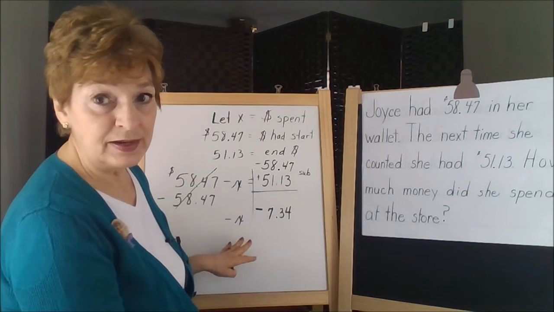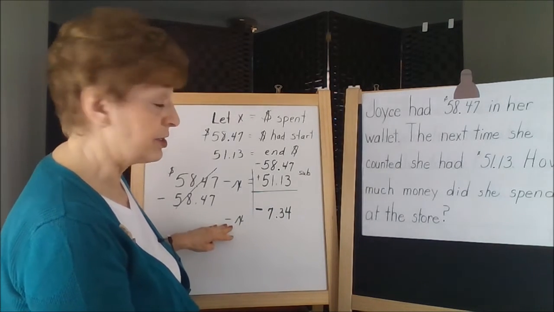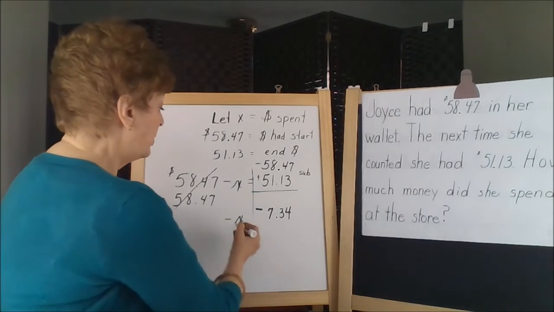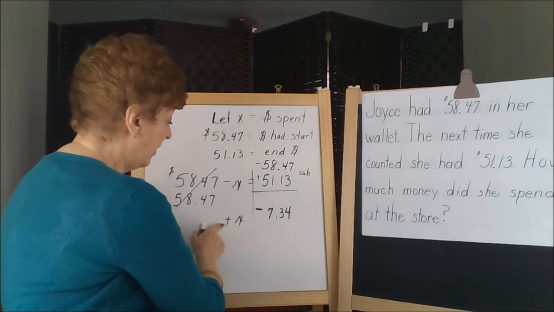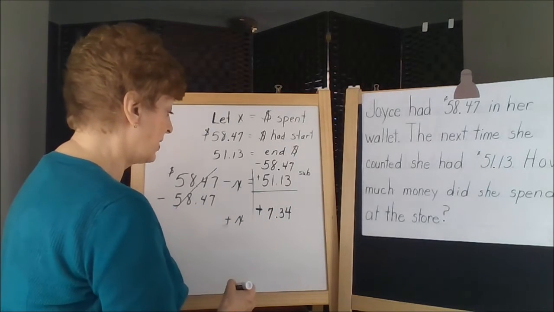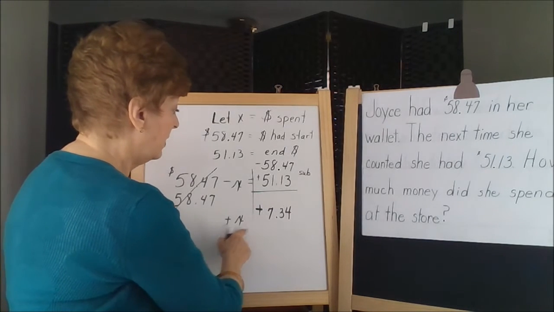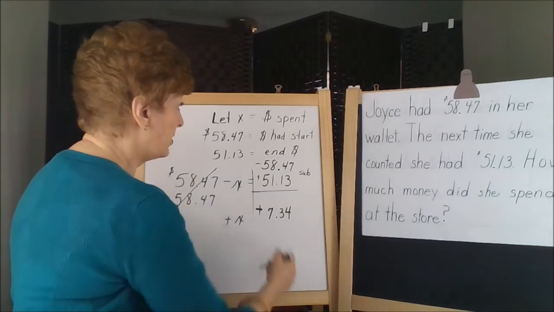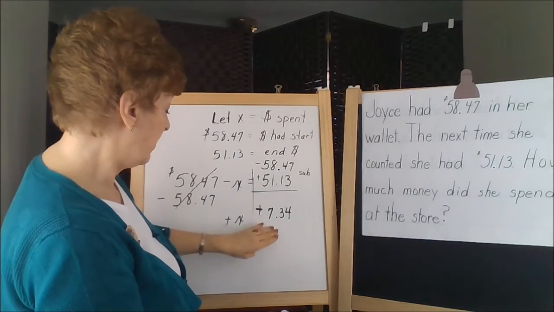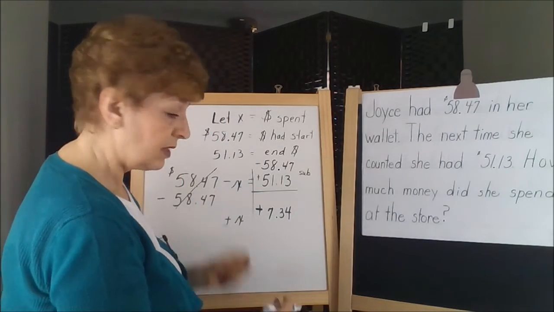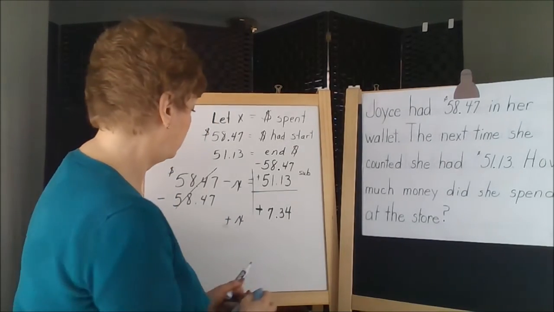The easiest way to explain this to you is if you change the sign on one side of the equation, you have to be fair. So if we make this X a positive, then we also have to change the sign on that number as well. So when we're all said and done, X was $7.34. How much did she spend at the store? $7.34. Now let me take you back for a minute and I'll explain why this is true.